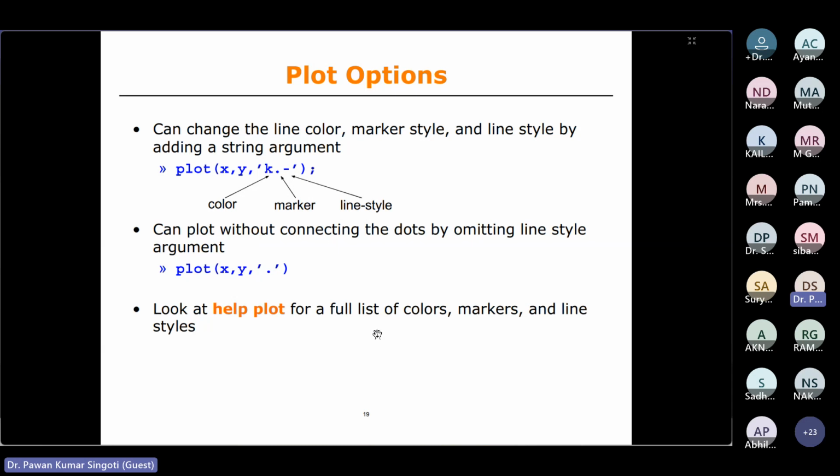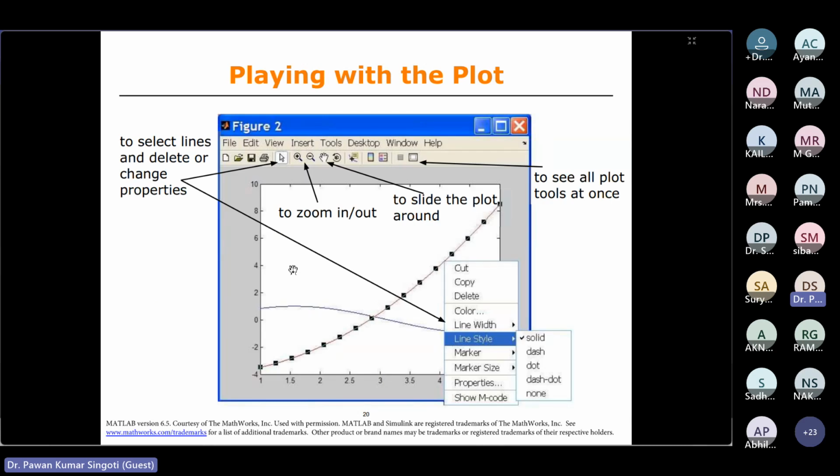Okay, by default it may show a dot only, because to show the plot, something must be there which is connecting the dots. For more plot information, you can go to help plot for the full list of color, markers and line styles available over here. So you can see your figures, whatever changes you want.